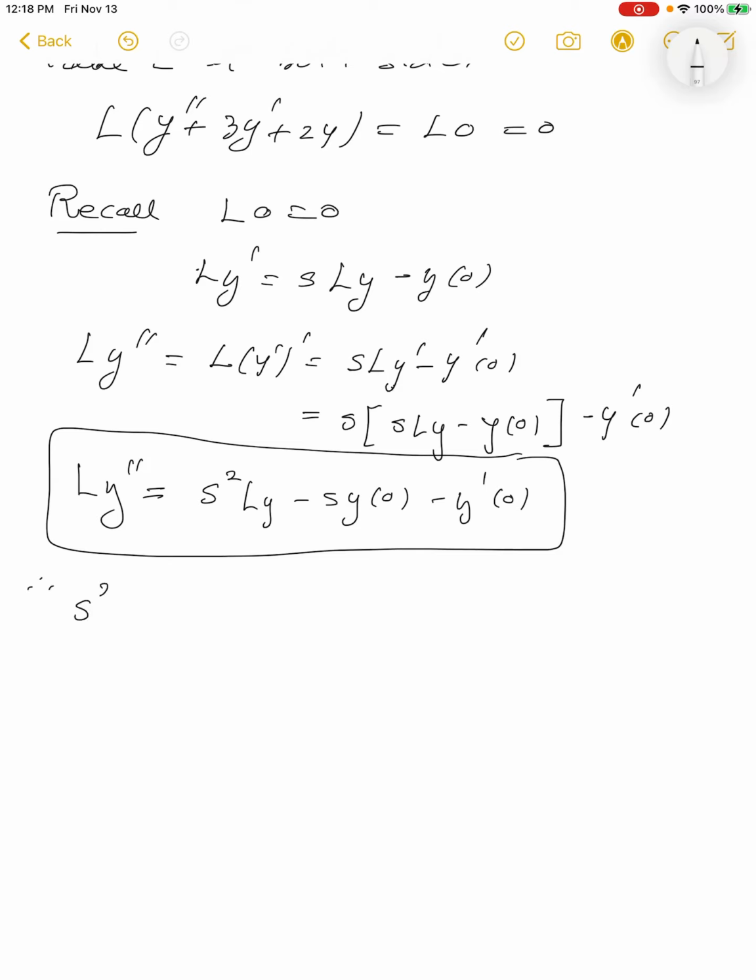So therefore, what do we get? We will get s squared Ly minus sy0 minus y prime 0. That's your Ly double prime. So I have to use the fact that this is a linear transformation. So this gives you L of y double prime plus 3Ly prime plus 2Ly equal to 0.